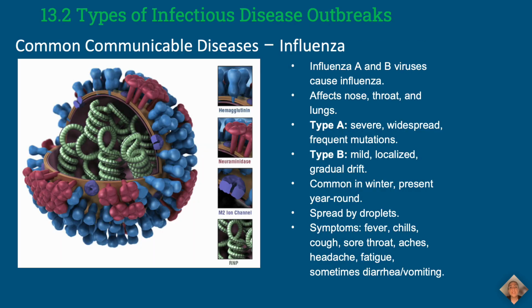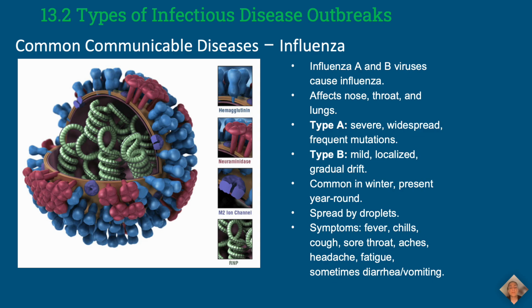So influenza viruses cause influenza A and B, and it's a respiratory infection affecting the nose, throat, and lungs. Influenza A causes the most severe and widespread disease. Minor mutations are occurring each year, and periodically we see a major mutation. Influenza B often has minor outbreaks mutating gradually through antigenic drift. This often occurs in winter months but can be found year-round. It's easily transmitted by droplets of infected material.